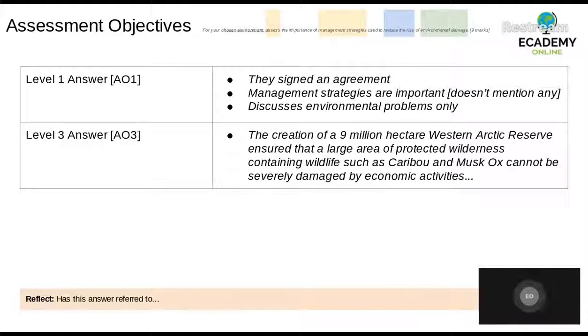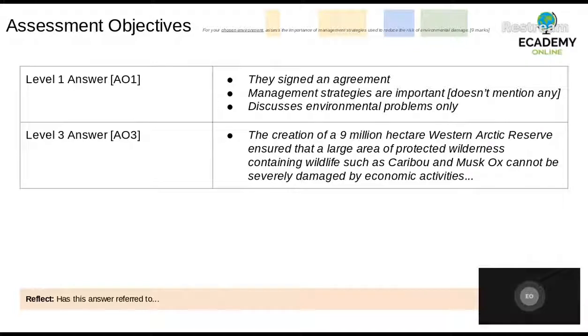So for example, here's the start of a paragraph that would have been written. The creation of a 9 million hectare Western Arctic reserve ensured that a large area of wilderness containing wildlife such as caribou and musk ox cannot be severely damaged by economic activity. So it's given some examples, it's contextualized it, it's given a specific reference to a location or a place, and talked about how it protects the environment as well. So that's the key thing to focus on.